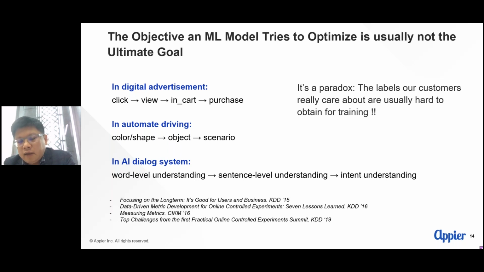And for example, in an AI dialogue system, ideally we want to understand the intent of the speech or of the dialogue. But to train the model, it's much easier to let the model optimize the word label accuracy or sentence label accuracy, because we have much more training data on those labels. So how can we mitigate this gap? Adapting a model trained on this low-level goal to be more flexible and adaptive to the high-level scenario is a very important task if we want to serve our customers using a machine learning model. Below I also list several papers talking about this issue.